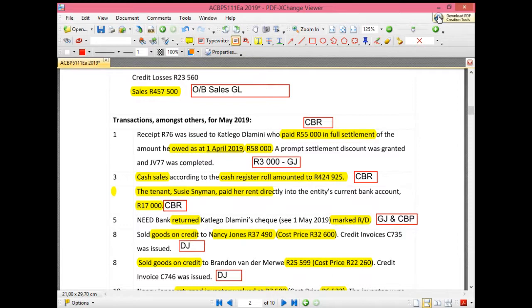Then they tell you, Susie Snyman paid rent directly into our bank account. So in this instance, if they gave you the analysis of receipt, you would have only shown the 17,000 in the bank account. Okay, so let's quickly show what this would look like.